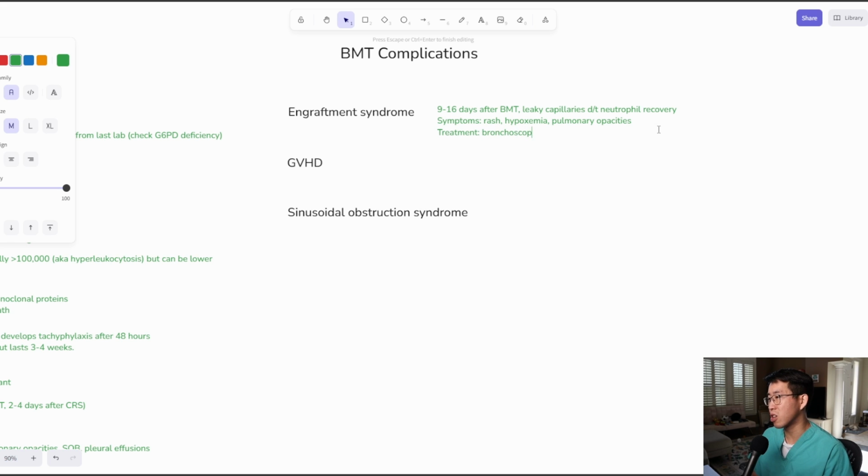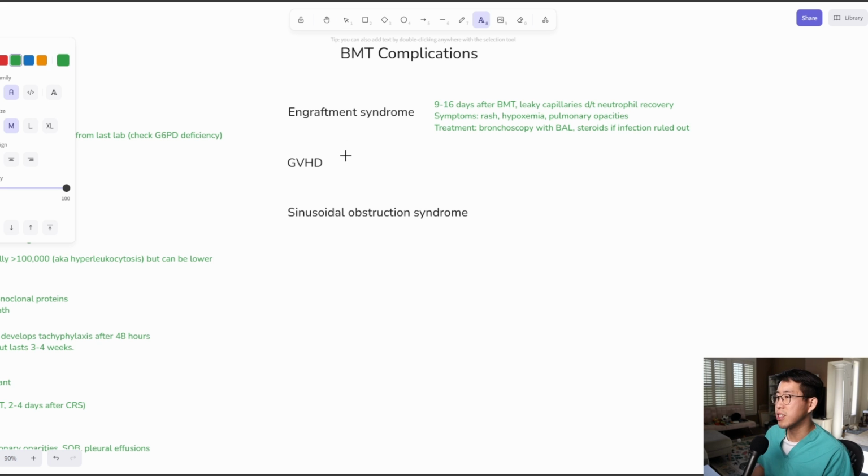A lot of these patients are going to need a bronchoscopy with BAL in order to truly definitively rule out infection, just because these patients have no immune system. They're at very high risk for infection. Once infection has all been ruled out, sometimes steroids are going to be needed. And then if it's very severe, they may need to be intubated, but that is associated with a poor prognosis.